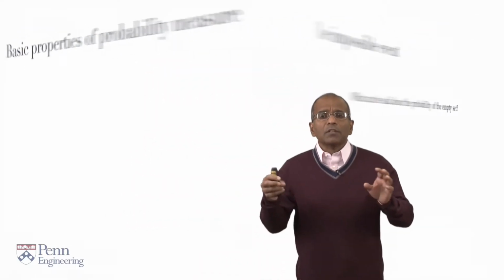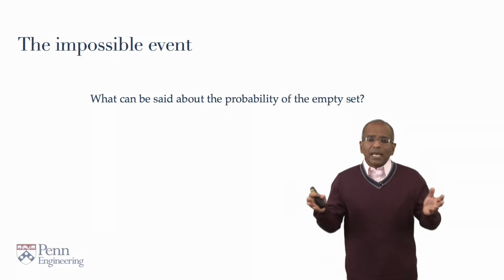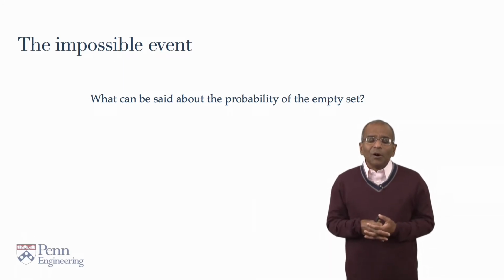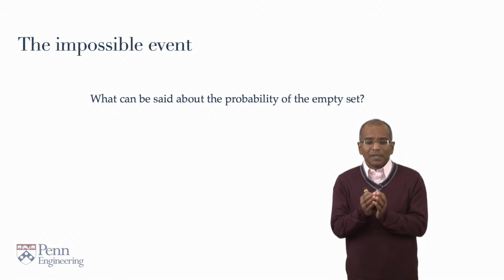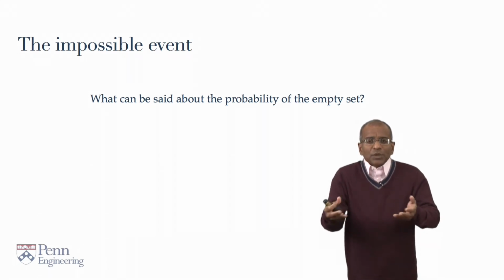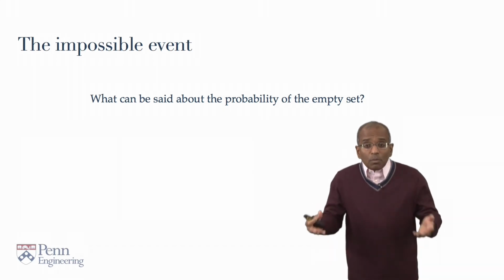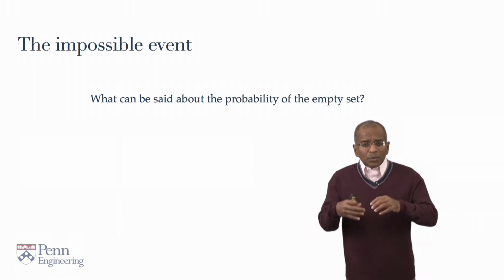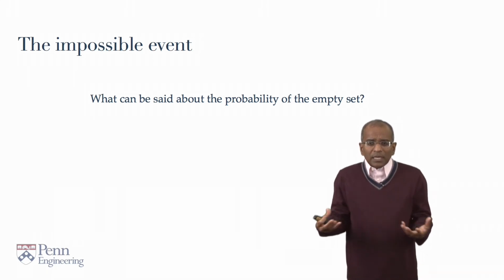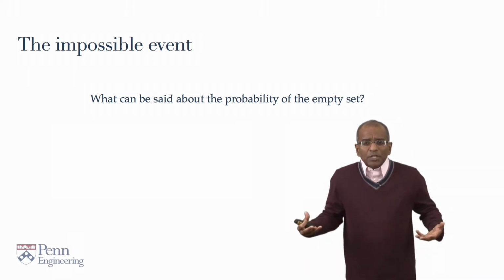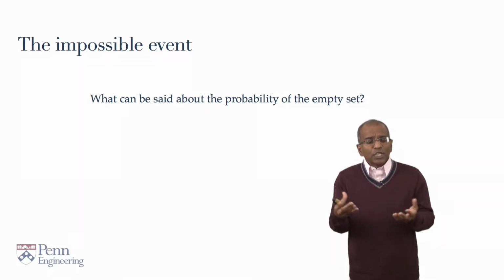Okay? So let's start with a very, very simple question. What can we say about the probability of the event which is empty? Of course, our instinctive reaction is to say, well, the empty set should have zero probability. But you understand, in a formal theory, we can't simply include information from outside, as it were. Right? Think back to the axiomatic structure.